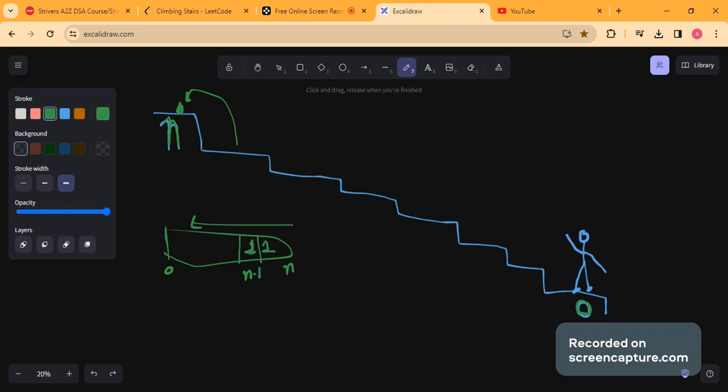For the rest of the cases, for example, for this case, I need to add both of them. Then for this case, basically I would need to add both of these values. Then for this case, I would need to add both of these values. So this is basically tabulation, where we have a table in which we are storing each value.